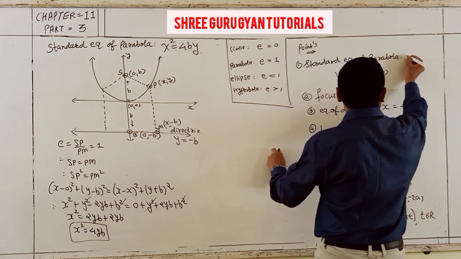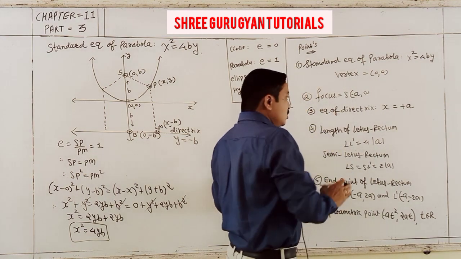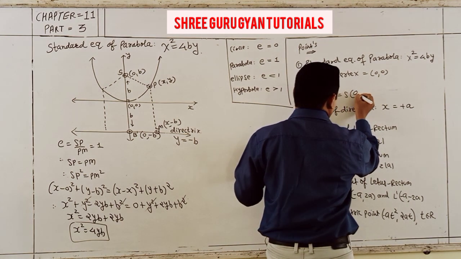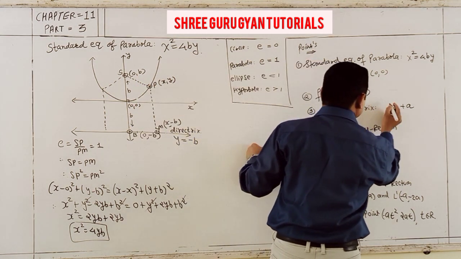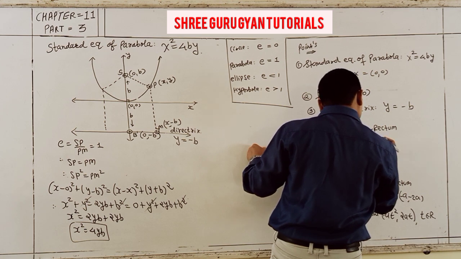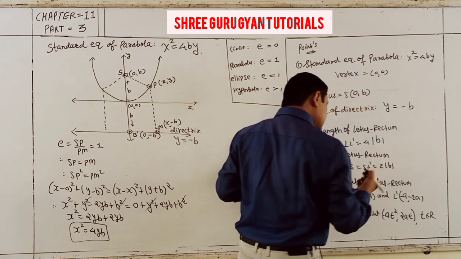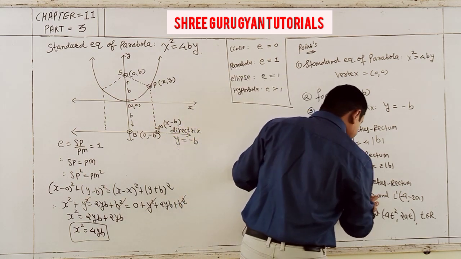You can write down x square is equal to 4by, vertex (0, 0), same. The focus changes now; it is (0, b), that's your focus. Now the equation of directrix, y is equal to minus b, length of latus rectum 4b, semi-latus rectum 2 modulus b, and this is a change, the end points of the latus rectum.